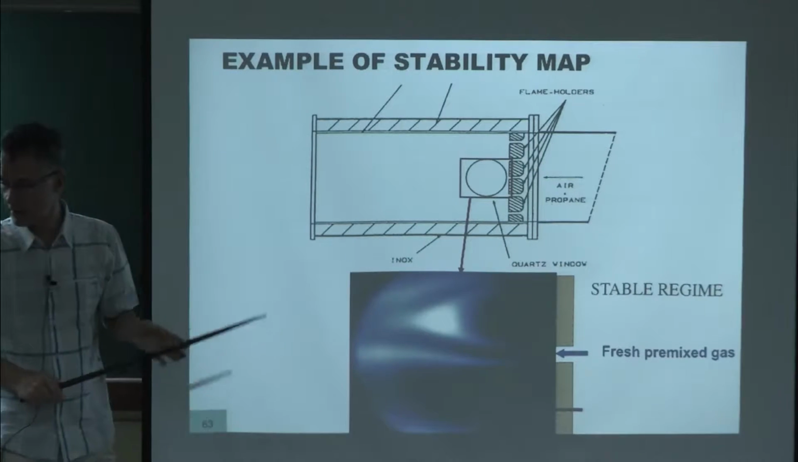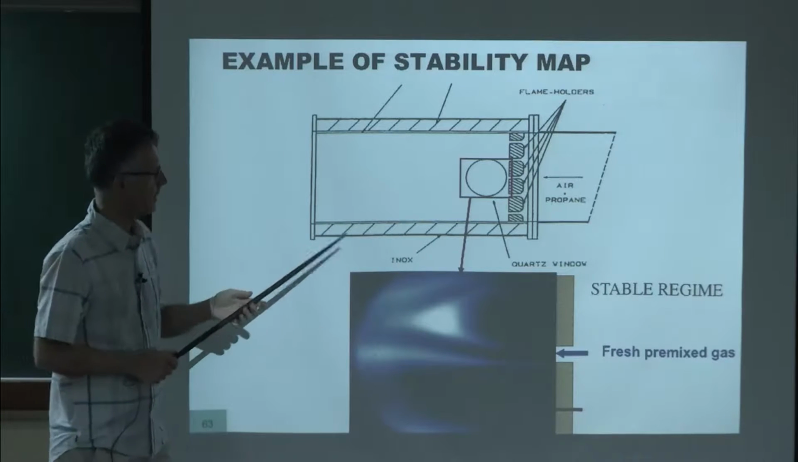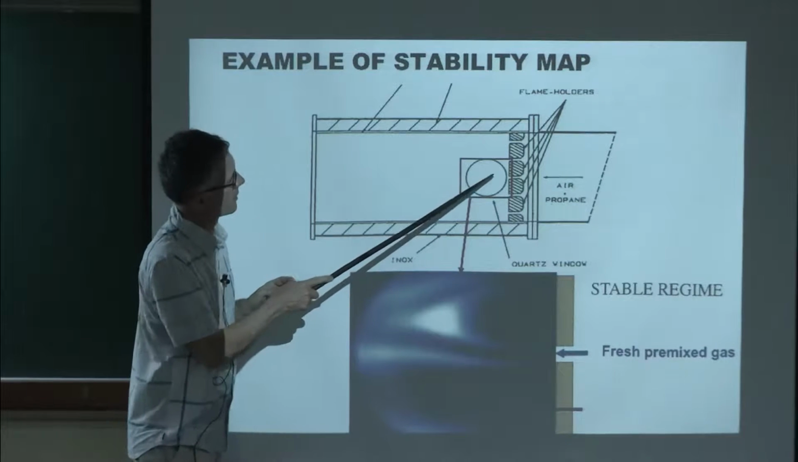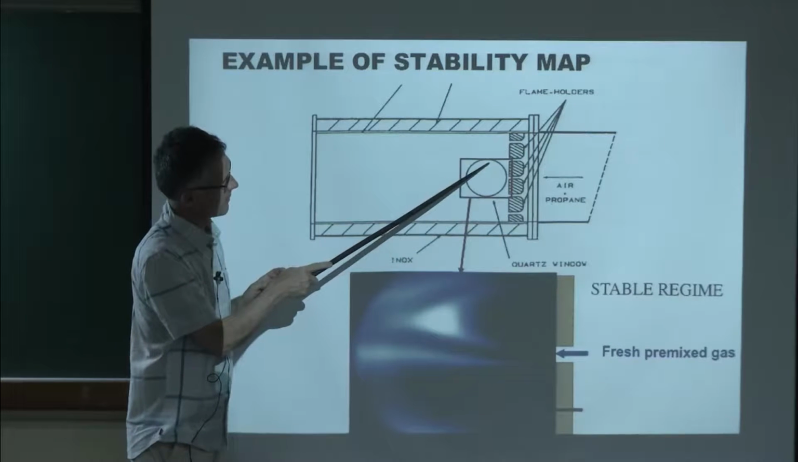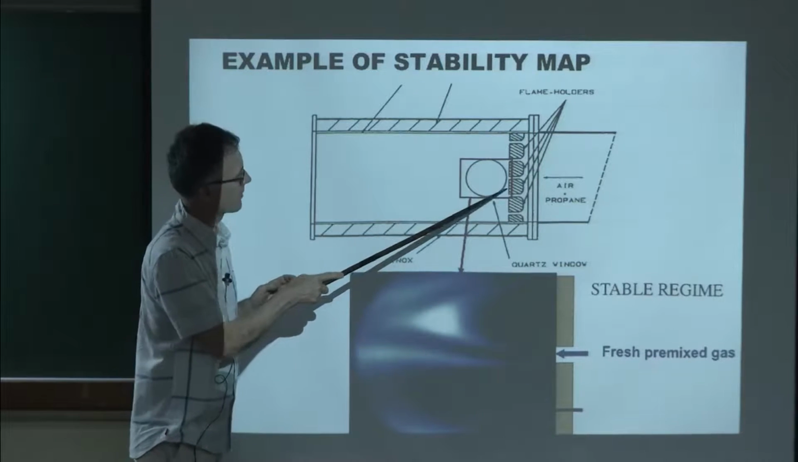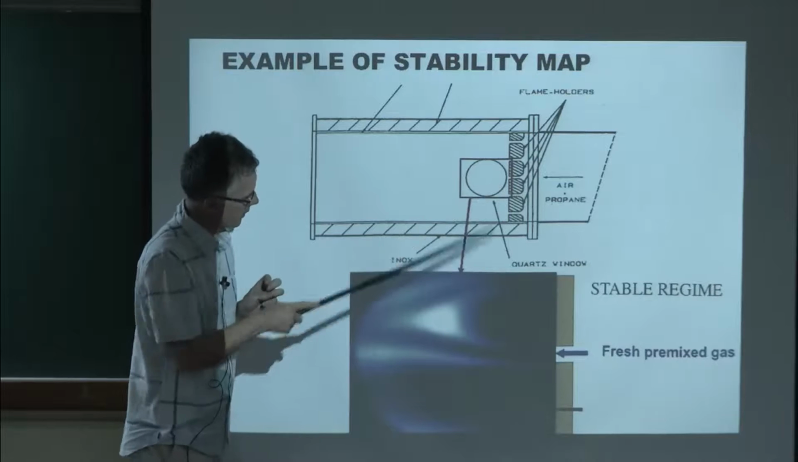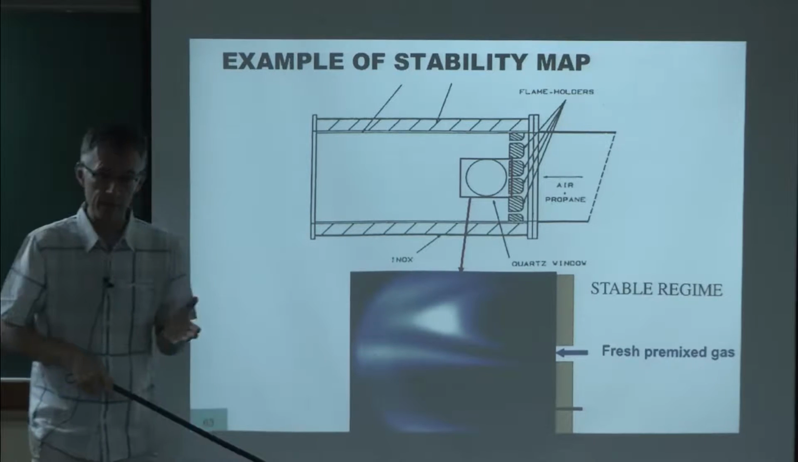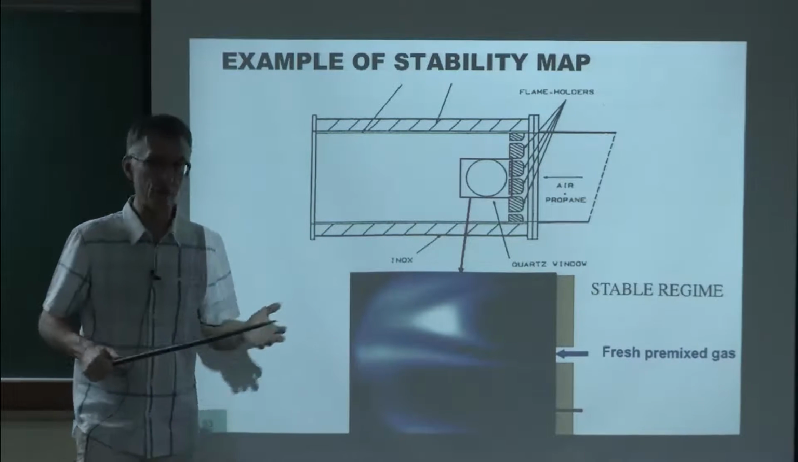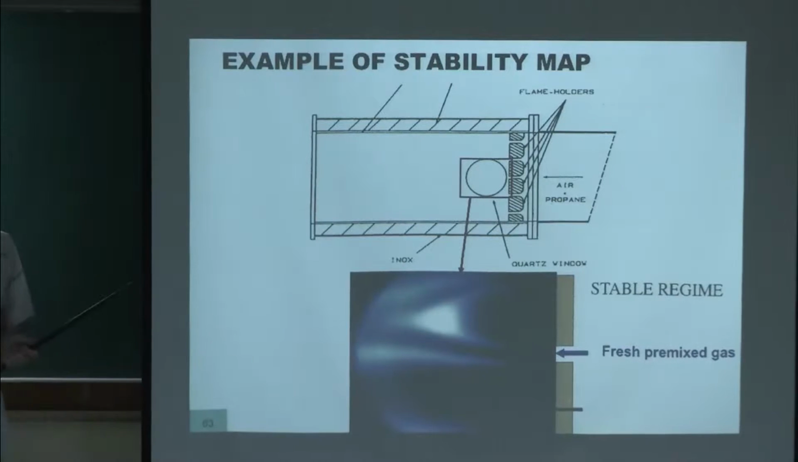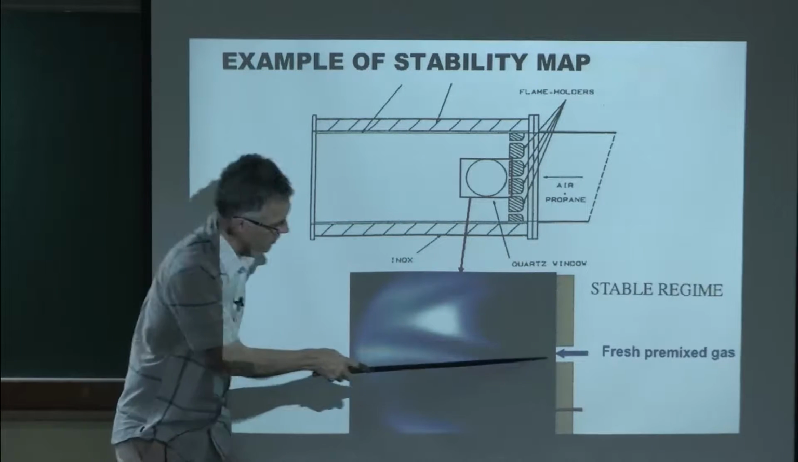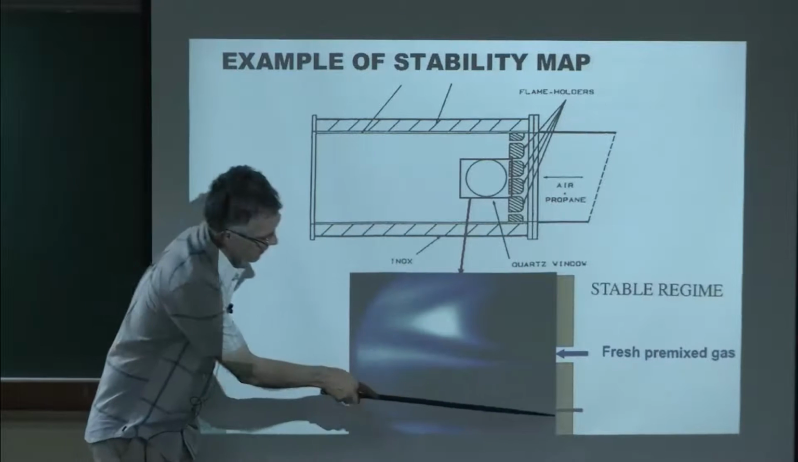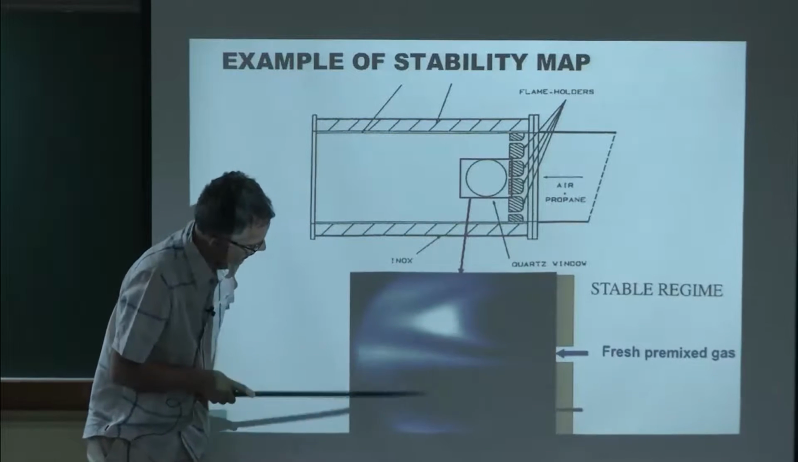This is actually my PhD, the one I did 5 years ago. So this is air and propane. That's the window, and through the window you can look at the flame. It's a premixed flame, and we operated it for all kinds of regimes. If it is stable, this is what you see. You have the jets of gases here, you have many of them, and here you have the reaction zone.